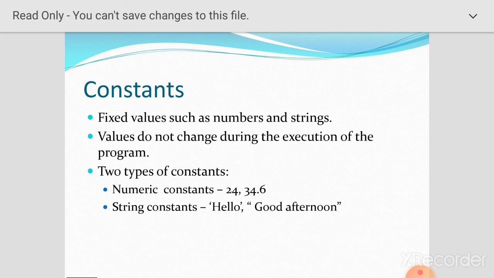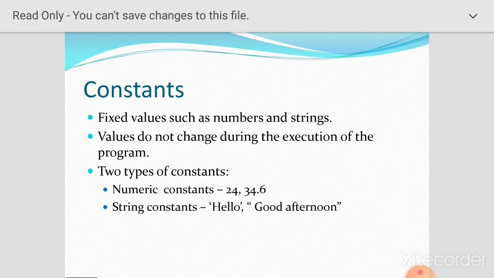So here comes constant. Constant means what? It's just a fixed value. You came across this word in your science, right? Fixed values such as numbers and strings. Strings are nothing but textual statements. Here I gave hello, good afternoon, and a numerical constant means you can give any value. Numbers and values do not change during the execution of the program, which means while your program is running, those values will not change. It will be constant.